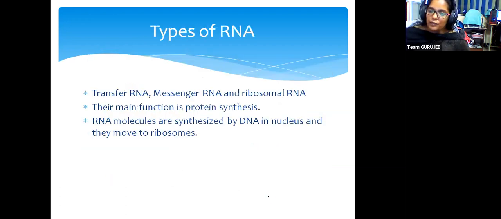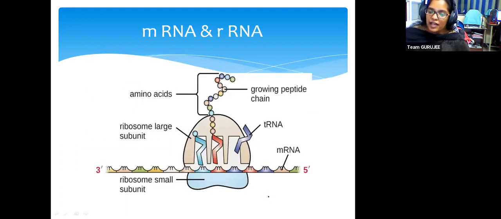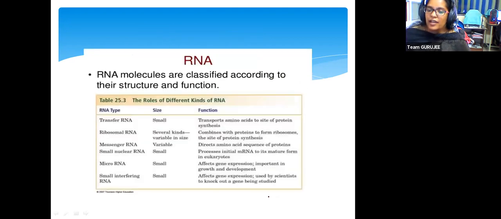Okay, what are the types of RNA? tRNA, mRNA, rRNA. These 3 RNAs help in the process of protein synthesis. Next, some other RNAs are there which are used for laboratory research purposes.